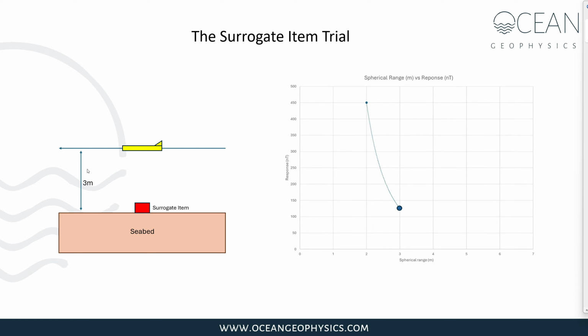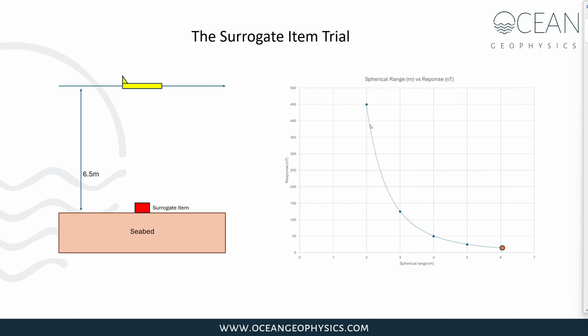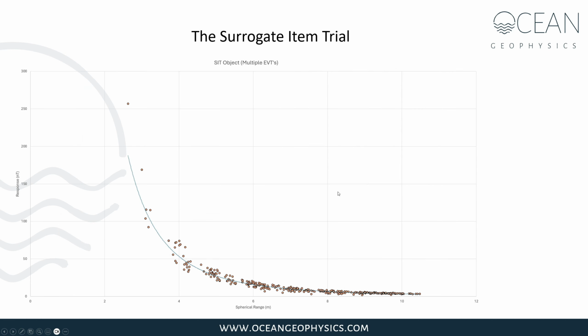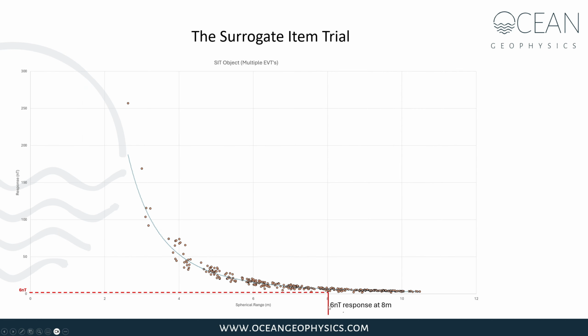And then we shoot another line at a different altitude, 3 meters, and another line. At 4 meters, another line, and another line. And eventually, we end up with enough data points to create this response curve. Once a response curve has been derived, a maximum spherical range from the surrogate item can be determined. This spherical range comes with an associated response in nanotesla. So in this example shown, an 8 meter spherical range, here at 8 meters, will produce a 6 nanotesla anomaly.